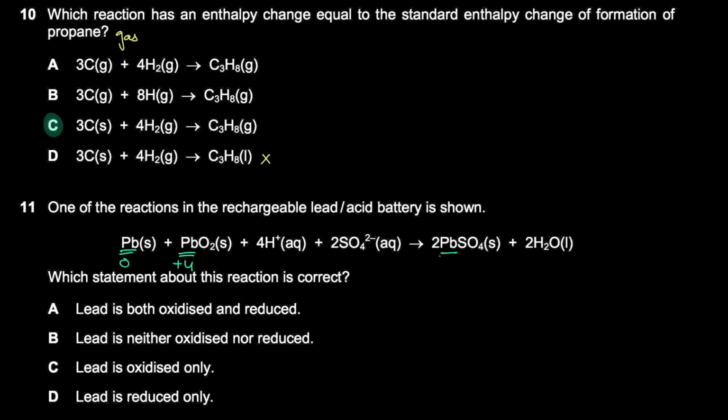And then over here, lead is plus 2, right? Because the sulfate ion is minus 2. Sulfate is minus 2, that means lead must be plus 2. What we see here is lead is being oxidized from 0 to plus 2 and it's being reduced from plus 4 to plus 2. So the answer is A.